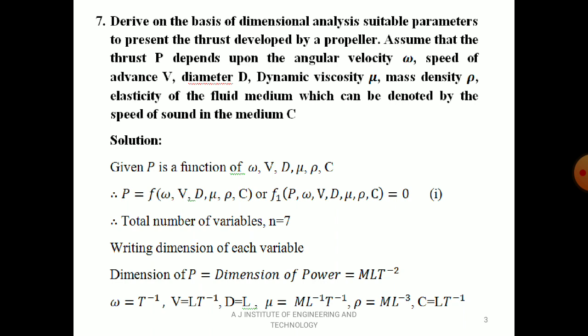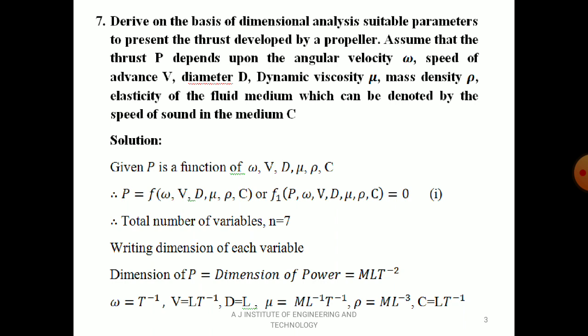Now we can count the variables, including both independent and dependent variables. Starting with the thrust P, omega, V, D, mu, rho and C, the total number of variables n equals 7. Now writing the dimensions of each variable: thrust is actually equal to force itself. From Newton's second law, F equals m a, replacing F by P. The unit of P becomes kg meter s to the power minus 2, so the dimension becomes M L T to the power minus 2.